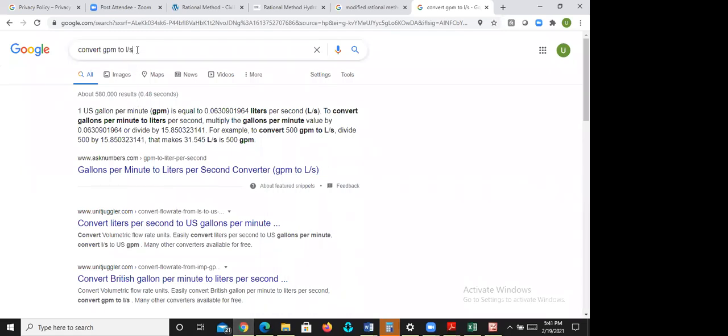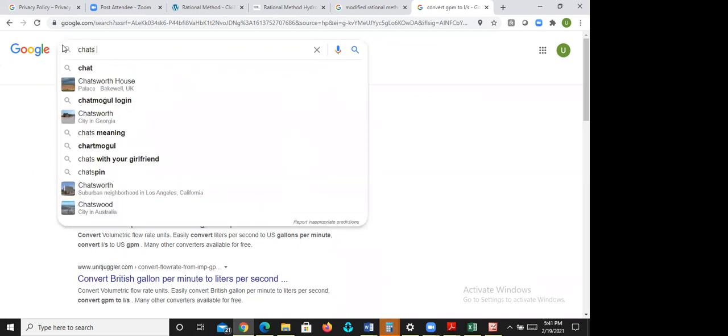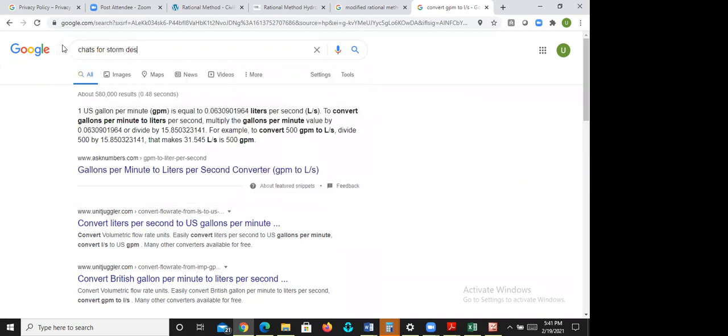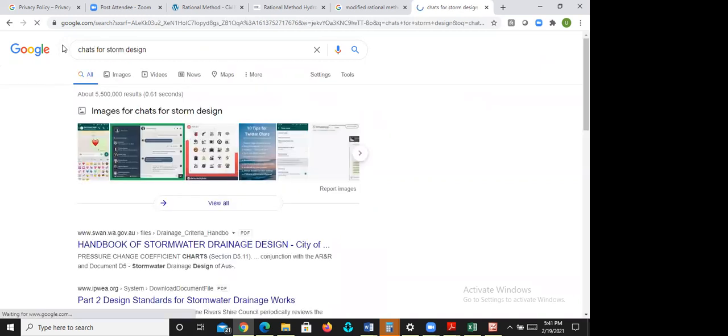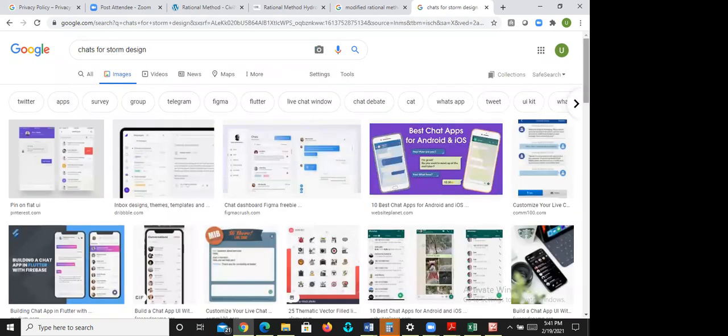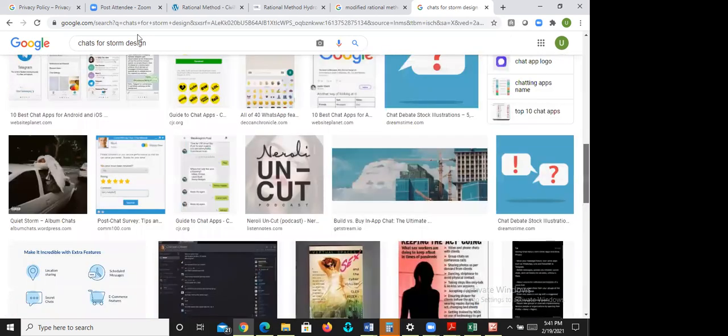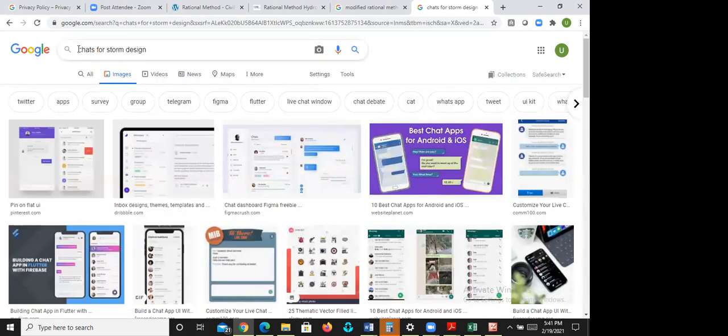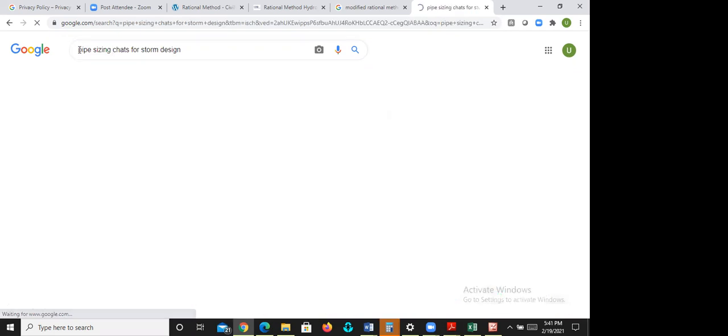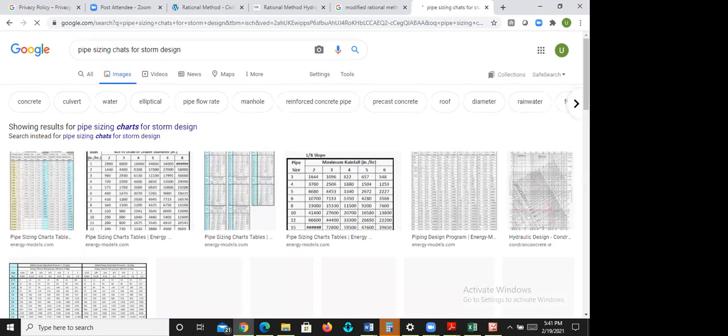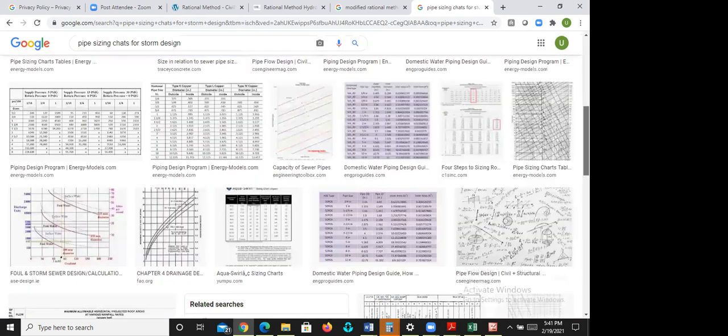But unfortunately, I might not look for it today, but let it be something we can do. Chart for storm design. There's always one. When you Google, you see charts for storm design images. So, pipe sizing for storm design.